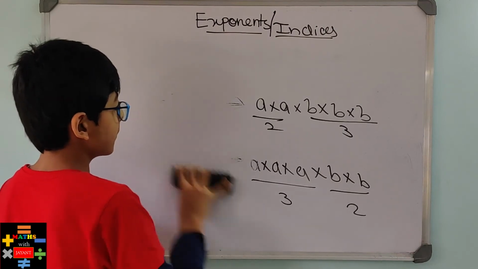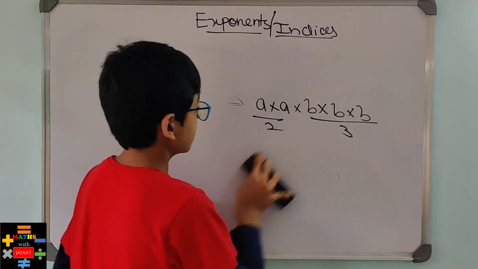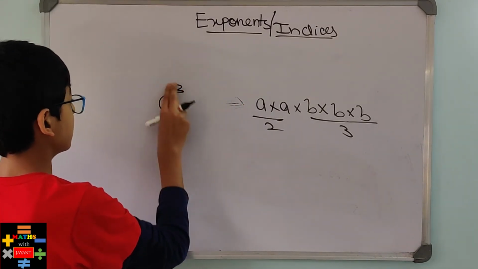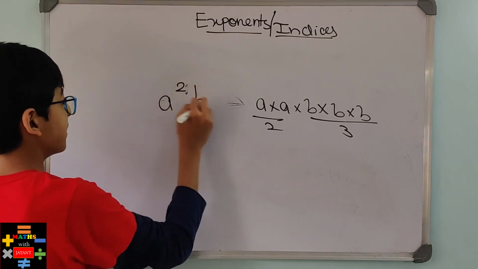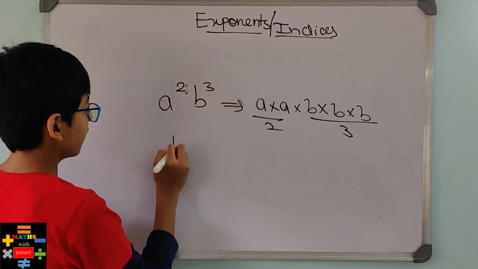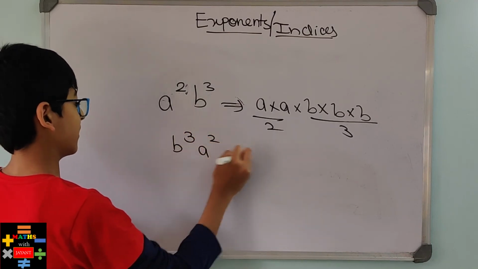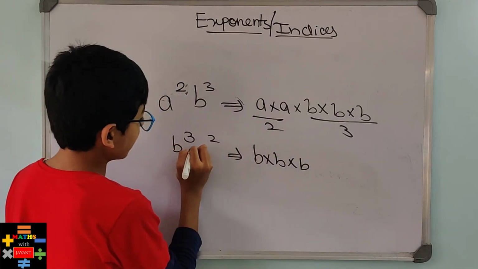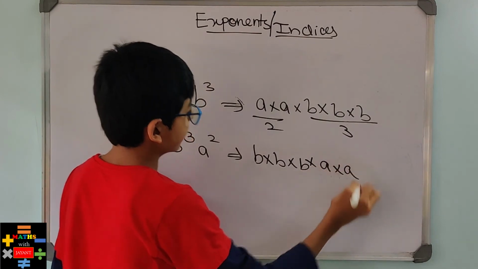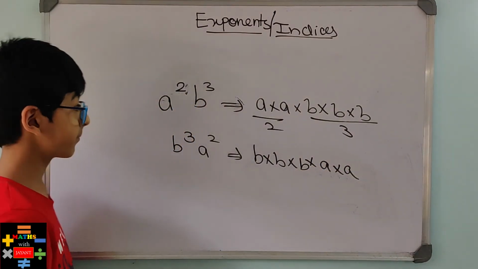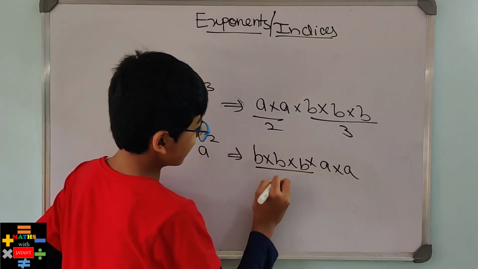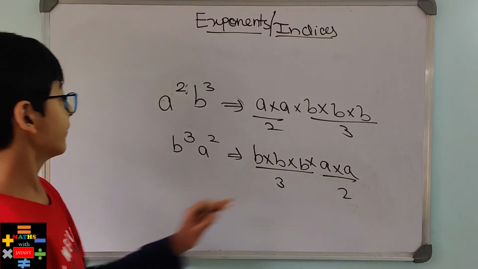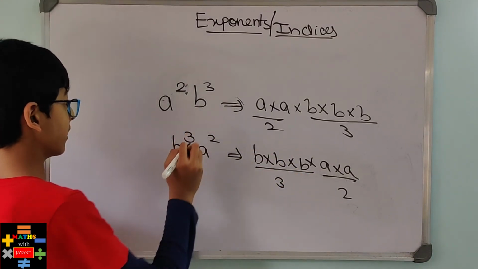Let us keep a square b cubed, and this is b cubed a square. Now b cubed is going to be b into b into b, and there's an into sign over here, into a square. Now are these two equal? Look carefully. So this is 3 b's being multiplied together and 2 a's being multiplied together. Same over here. So they are equal.